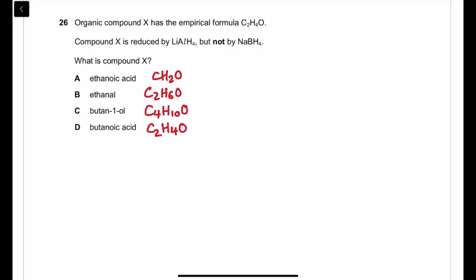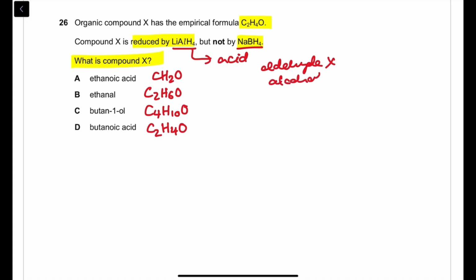Organic compound X has the empirical formula C2H4O. Compound X is reduced by LiAlH4 but not by NaBH4. What is compound X? If something cannot be reduced by NaBH4 but can be reduced by LiAlH4, it must be an acid, not an aldehyde, not an alcohol, and not a ketone.